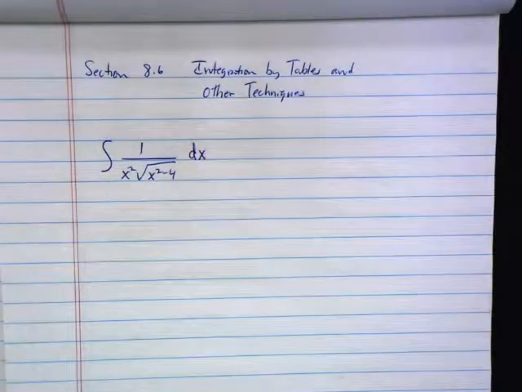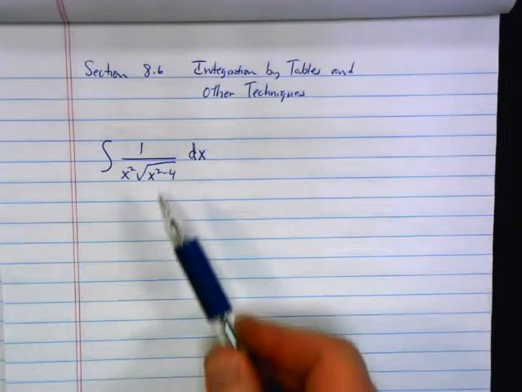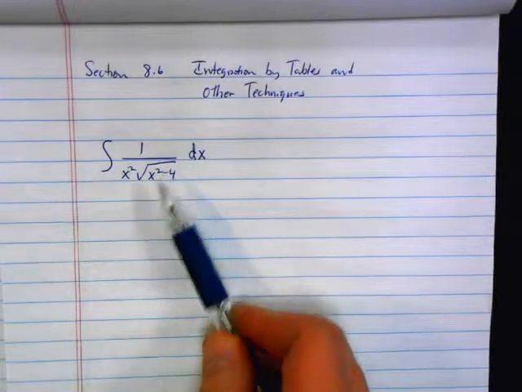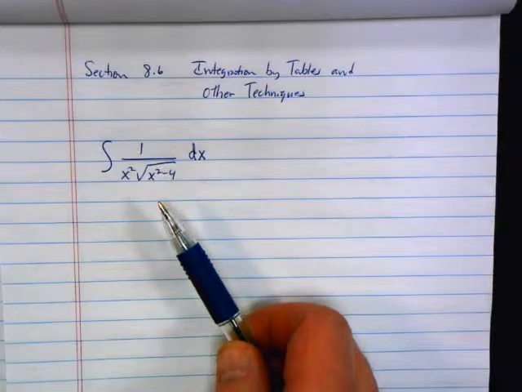I might give you the integral of 1 over x squared times the square root of x squared minus 4. How would you integrate that? I feel like that's a trig substitution. And what is telling you that? You've got a square root, and inside that you have a u squared minus a squared form. That's a trig substitution. But that's not what you're going to do in this section.